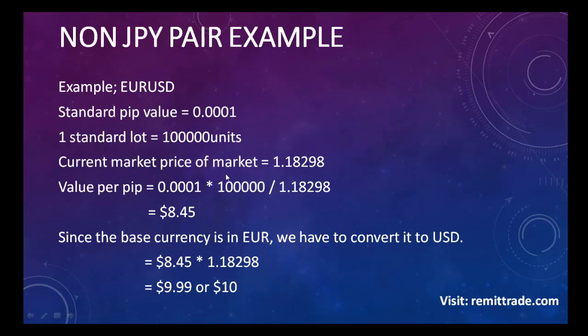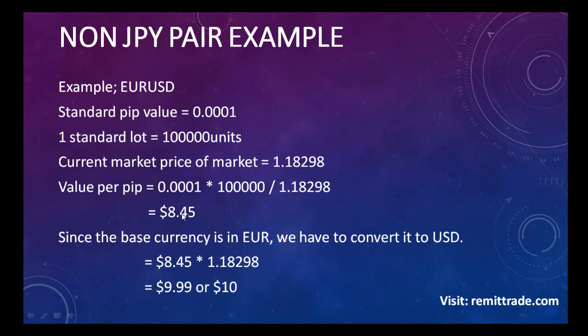And if we take 1.18298 as the current market price, and you put that into the calculation, you will have $8.45 as your value per pip. But in this case, this answer is not in dollars. It should be in euro. Reason why? Because euro here is the base currency. If you look at the other example where we have USD JPY, the reason why we leave it in USD is because USD was the base currency, while JPY was the quote or counter currency. I hope you get that right.